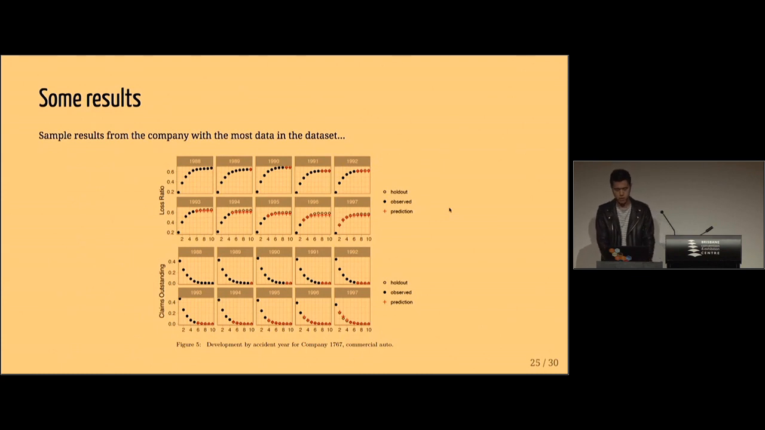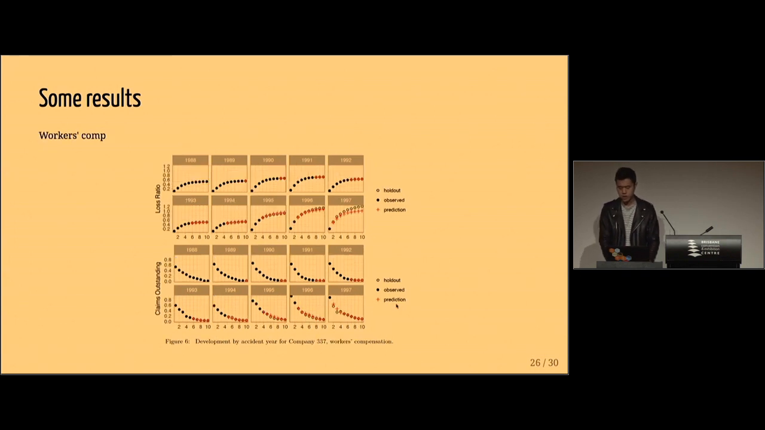So here are some results. This is some out of time testing results. The top part is the cumulative loss ratio, which is the cumulative losses divided by the earned premium for each accident year. The black dots are the actual values that have been observed, the circles are the holdout values, and the red crosses are the predictions. And in the bottom here, these are the case reserves for the same accident years. Here are a couple of different lines of business that we looked at.